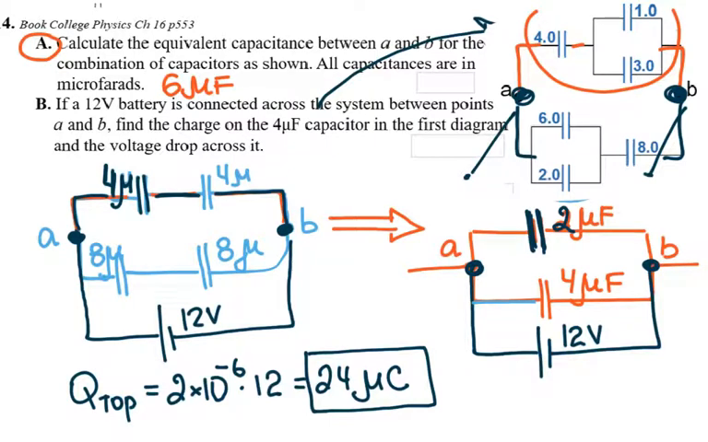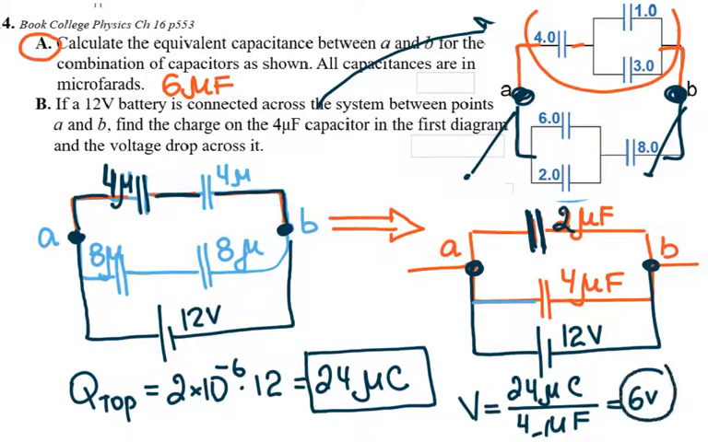So that means the 4 microfarad capacitor has the same 24 microcoulombs of charge, and the voltage on it is equal to the charge, which is 24 microcoulombs, divided by the capacitance, which is 4 microfarad, and gives me 6 volt. So the voltage drop on the top capacitor right here is going to be 6 volt.